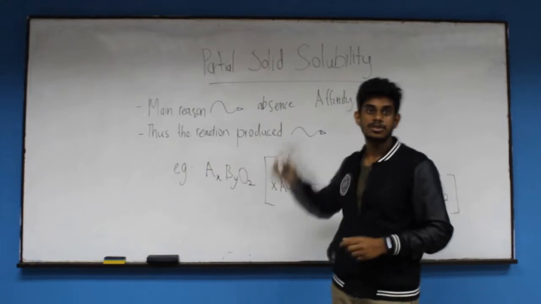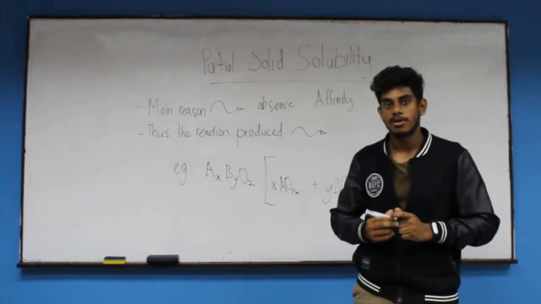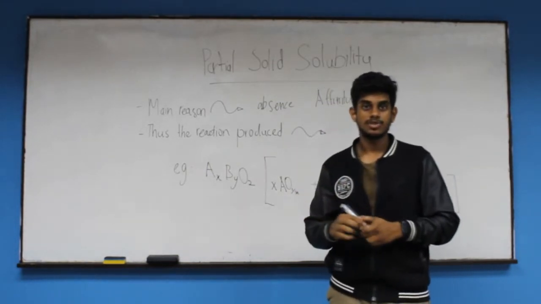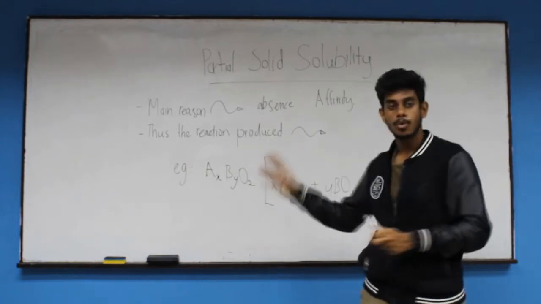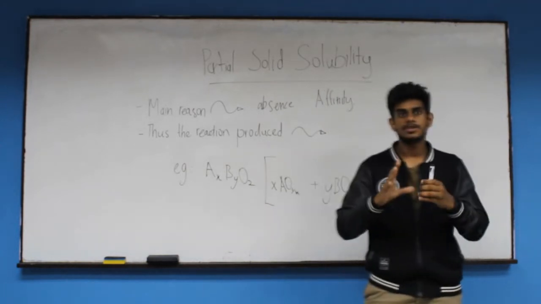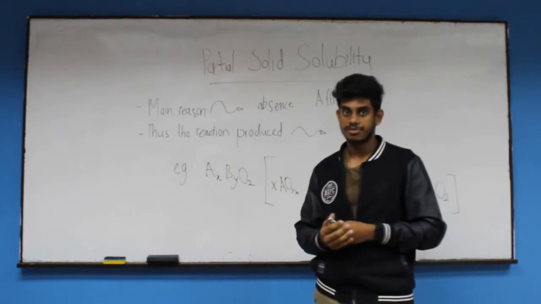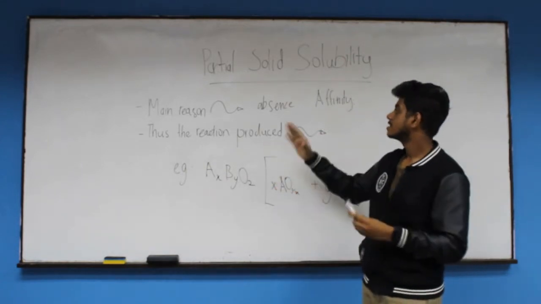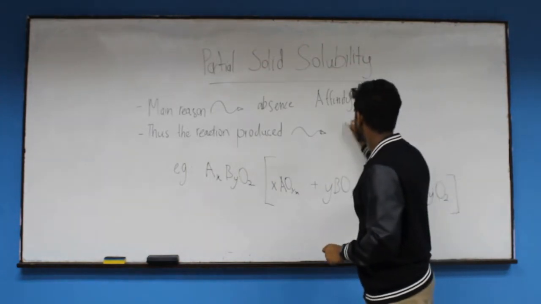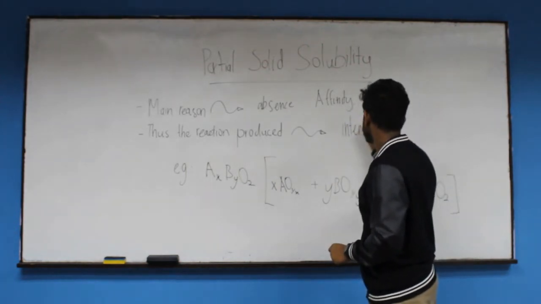So what does this actually mean? This means the loss of attraction between one compound and another. Why is that? That is because the electronegativity is not strong enough to cause a pull of attraction between both of them, thus this reaction produces an intermediate.